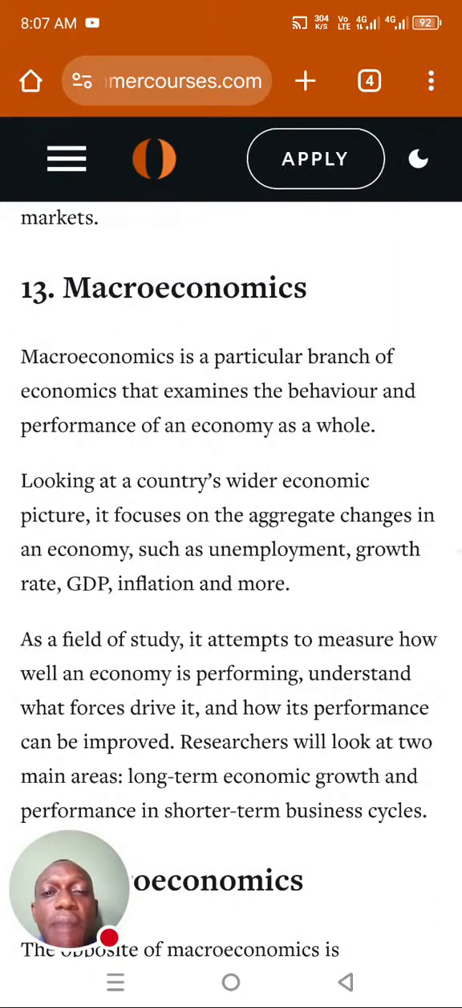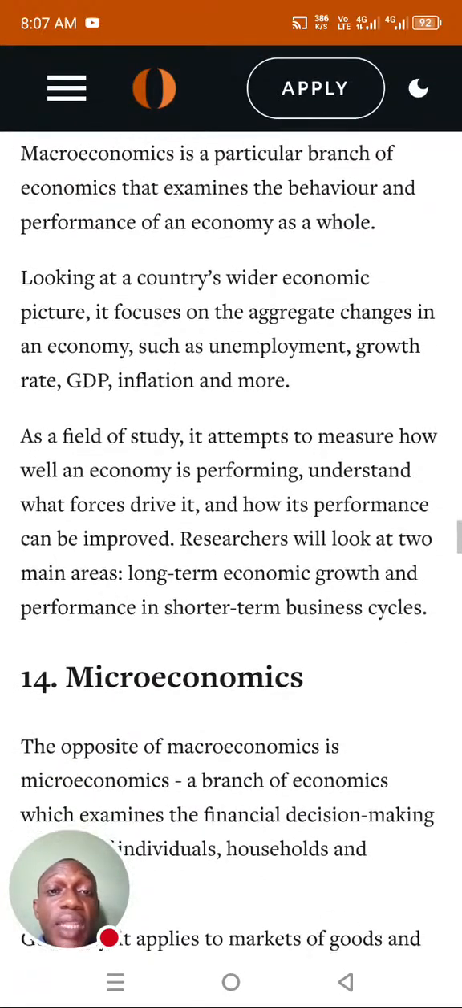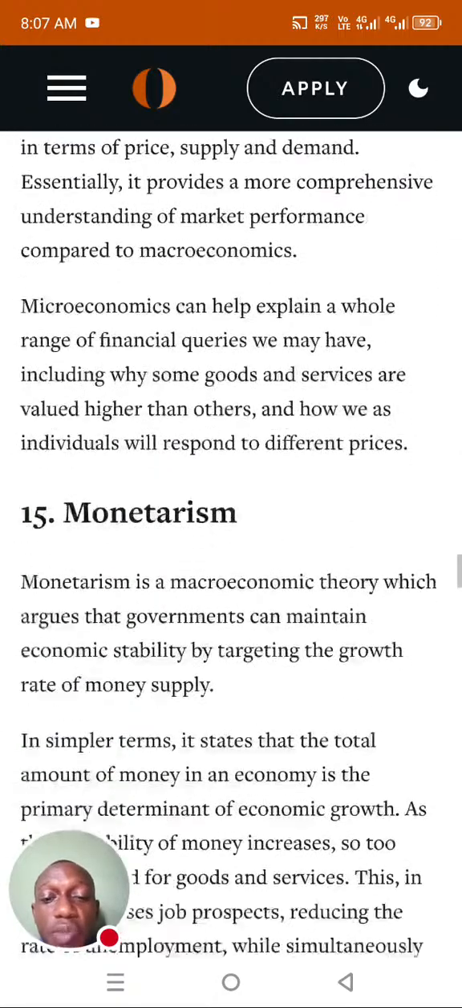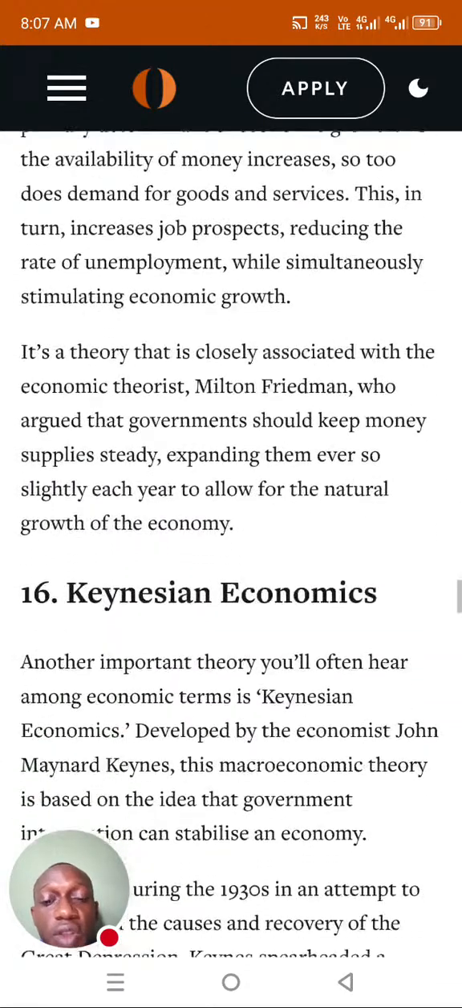We have macroeconomics. Macro means big. Macroeconomics is the particular branch of economics that examines the behavior and performance of our economy as a whole. Micro is the opposite, which is talking about small. Monetarism, or monetization. Monetarism is a macroeconomic theory which argues that government can maintain economic stability by targeting the growth rate of money supply. So it got the name from there.